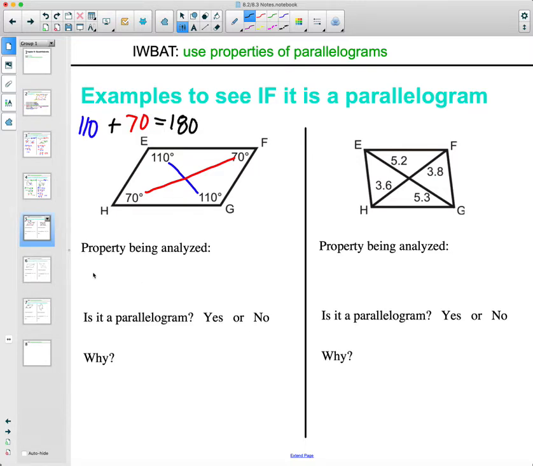110 plus 70 is 180. So you can write in here, it depends on what you looked at. Did you look at consecutive angles being supplementary, or did you look at opposite angles being congruent?